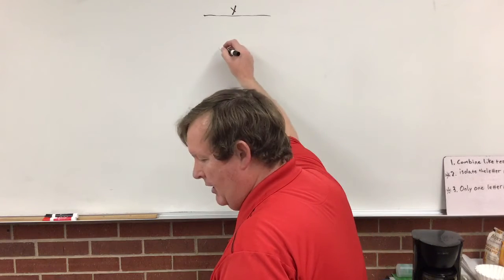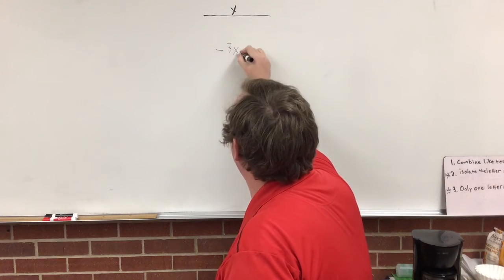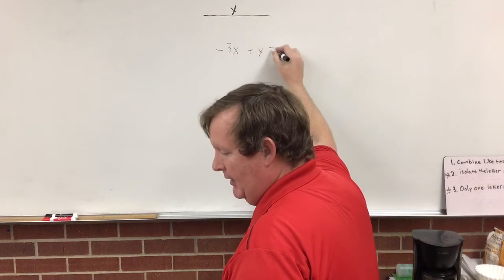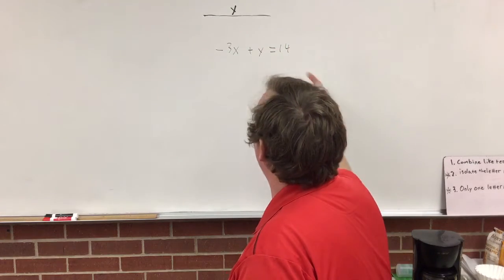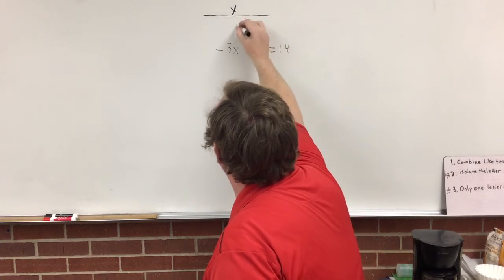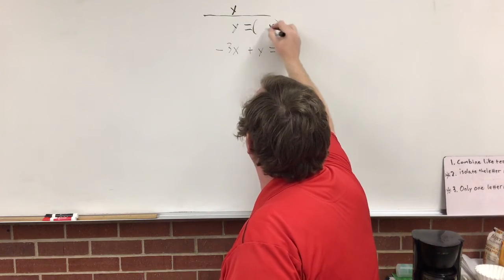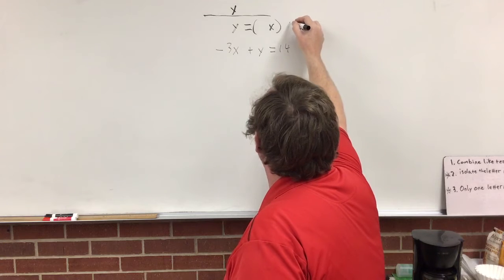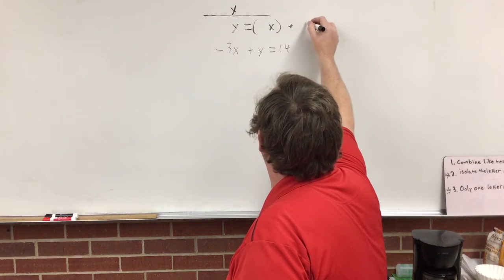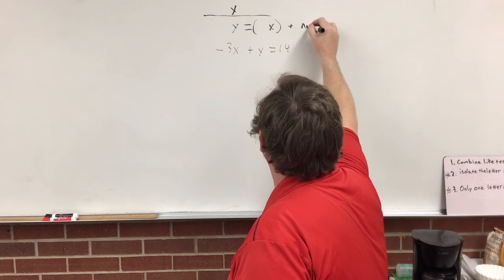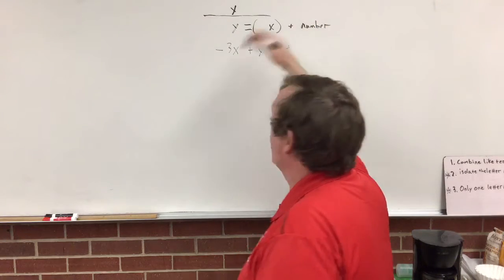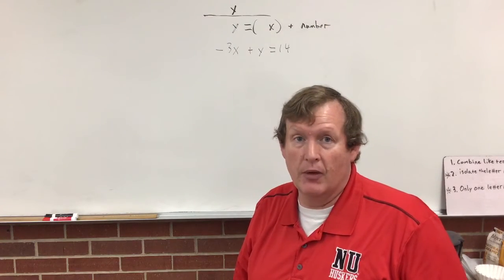Okay, so look at number 18. -3x plus y equals 14. So we want to get it into that situation where y is positive and by itself over here, x is here with whatever number's in front, and then plus or whatever another number. Okay? That's our y-intercept form. That's the form we want to get to.